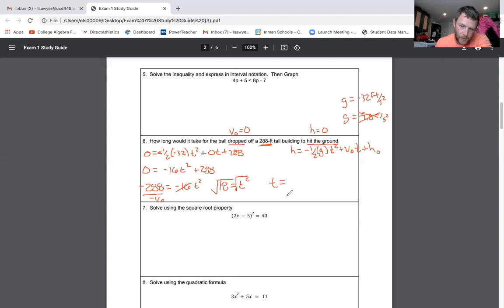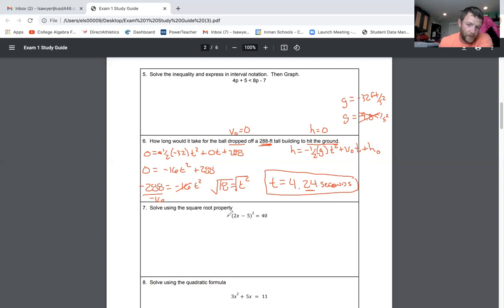So t is equal to 4.24 seconds. They're going to ask you to round to the nearest hundredth. Make sure you round to the second decimal place. That's the most missed question on exams, but that's how you're going to have to do it, and it's going to be set up exactly like this. The next one, 7, solve using the square root property.